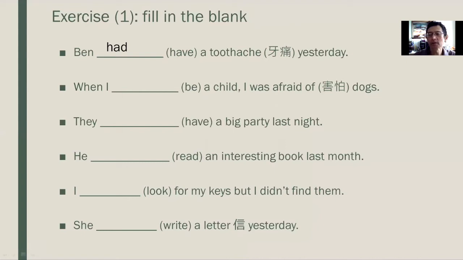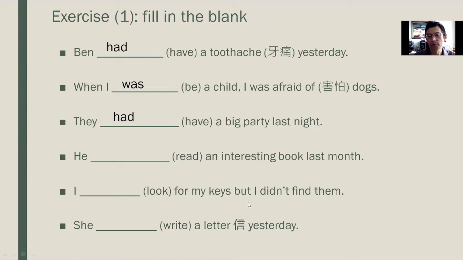What about this one? When I, here you would have to use one of the be verbs. When I was a child, I was afraid of dogs. They had a big party last night. What about this one? You would need to use the past tense of read. He read an interesting book last month.